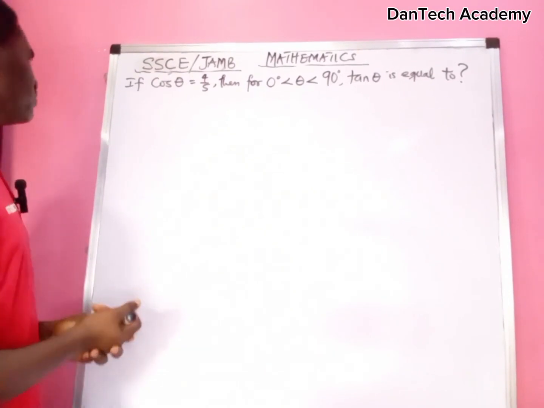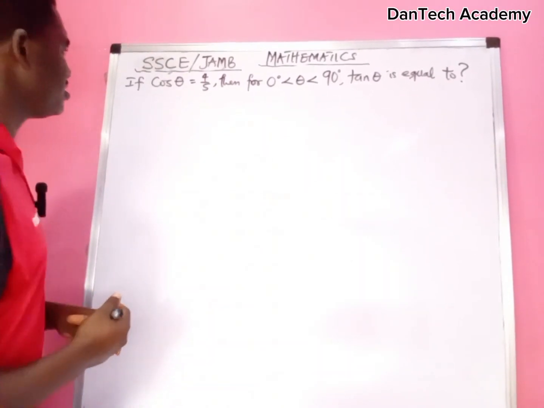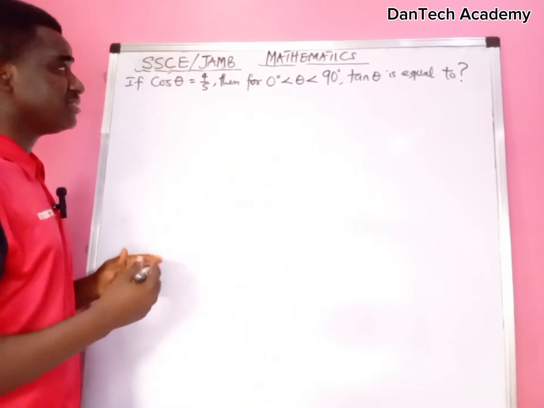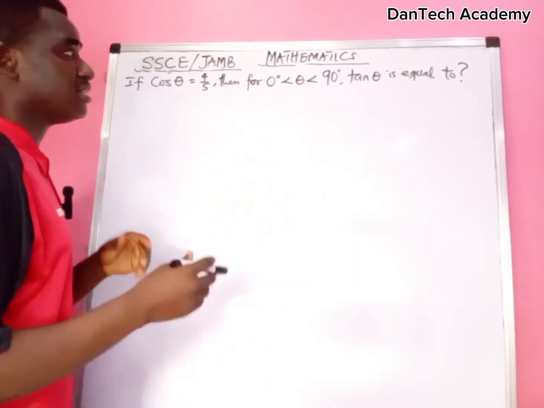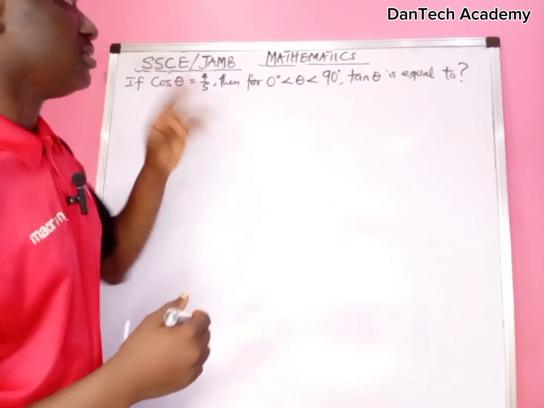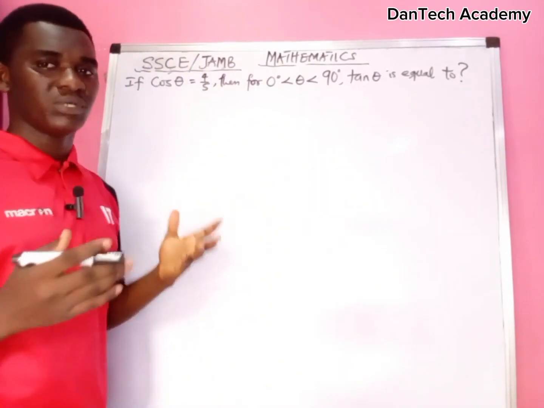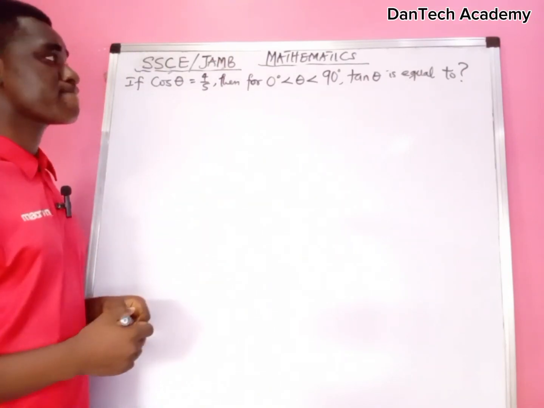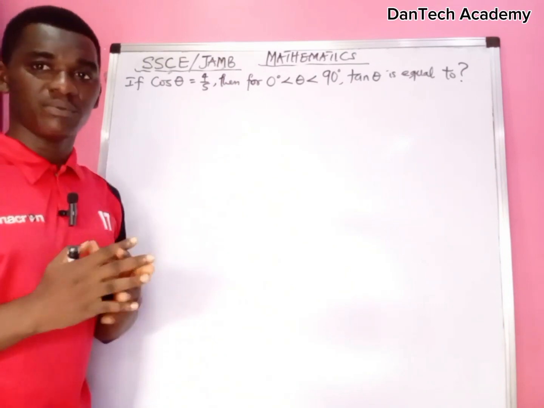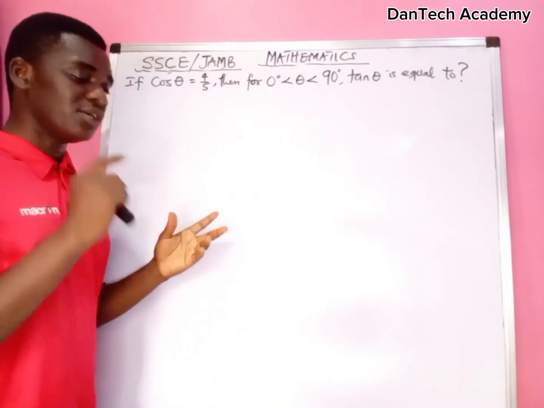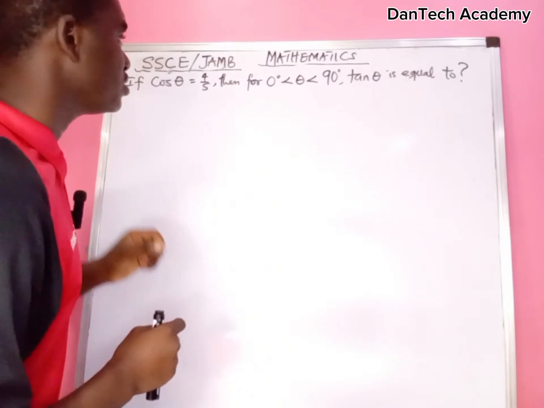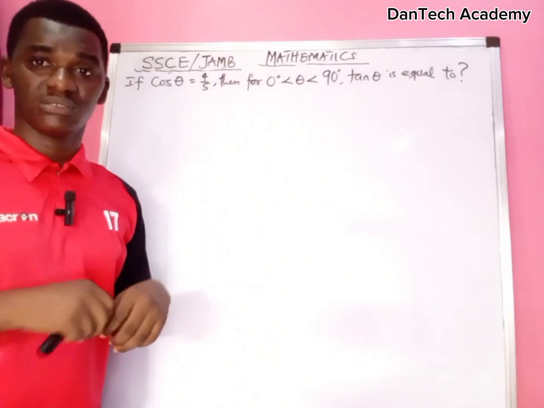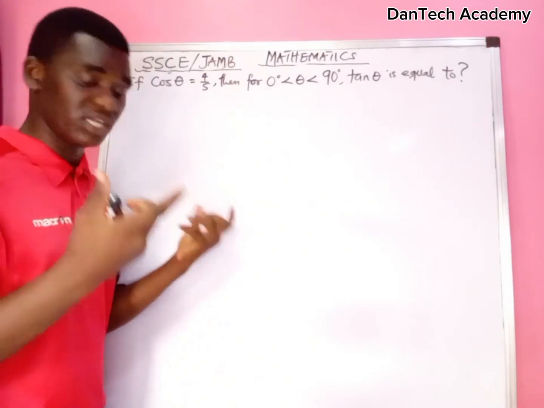Okay, I have a question before me. This question says, if cos theta is equal to 4/5, then for 0 degree less than theta less than 90 degree, tan theta is equal to what? Now, if we must solve this question, there is only one thing we need to understand. We need to understand that this question is a trigonometric ratio, which is generally known as SOH CAH TOA and the rest.